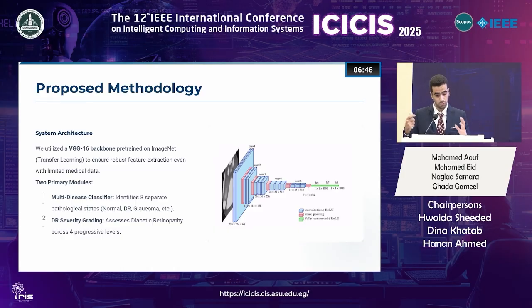And we split that model into two primary modules. The multi-disease classifier identifies 8 separate diseases, and the DR severity grading. For one disease, we have 4 different levels, because every level needs a different treatment, different help from the doctor.